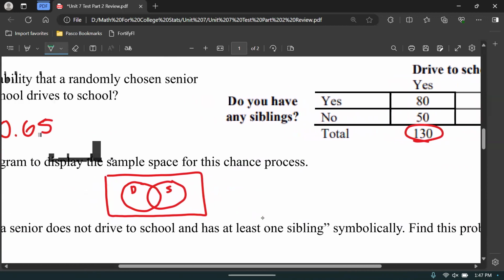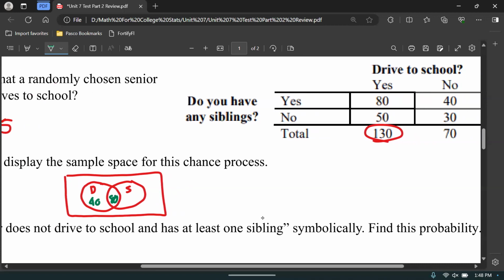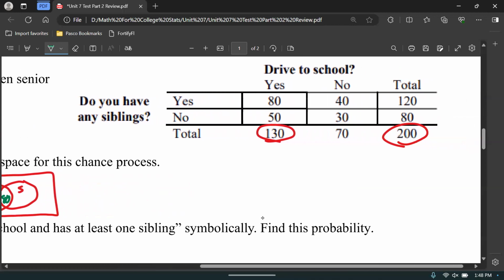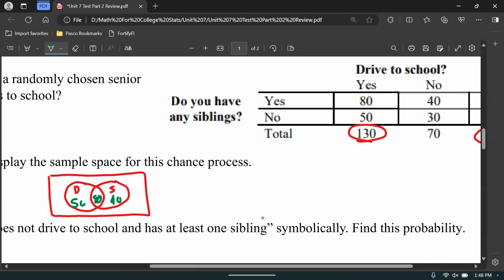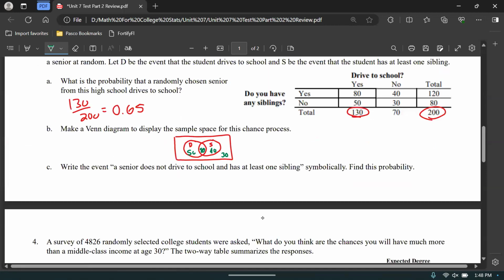Driving and sibling have 80 people who are both, as you can see in the chart there, 80. Driving without a sibling, that's 40. So that's going to be 40 here. Oh, wait, no, hold on. Driving without a sibling is 50. My apologies, 50, because that's this number here. Driving, yes. Sibling, no. Sibling, yes, but driving, no. That's this 40 right here. And then 30 don't drive and don't have a sibling. So that's a Venn diagram to represent that chart, basically.